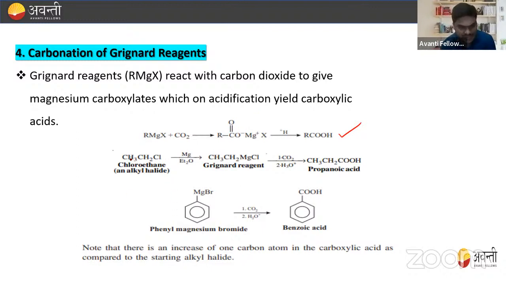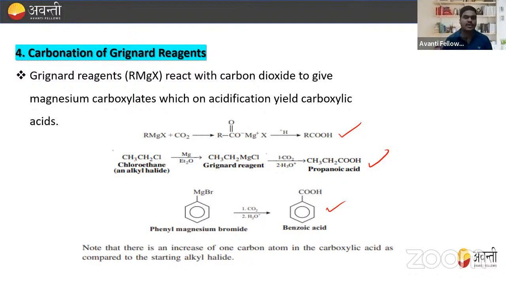Similarly, if we have chloroethane, CH3CH2Cl, and it is treated with magnesium in the presence of ethyl ether, then we'll get the Grignard reagent. And again, we'll get propanoic acid as well. Here also we have a Grignard reagent, RMgX, phenyl MgBr. When treated with CO2 and H3O+, we'll get benzoic acid. So what you need to remember from here is, when you treat a Grignard reagent with CO2 followed by acidic hydrolysis, you'll get the carboxylic acid, right?